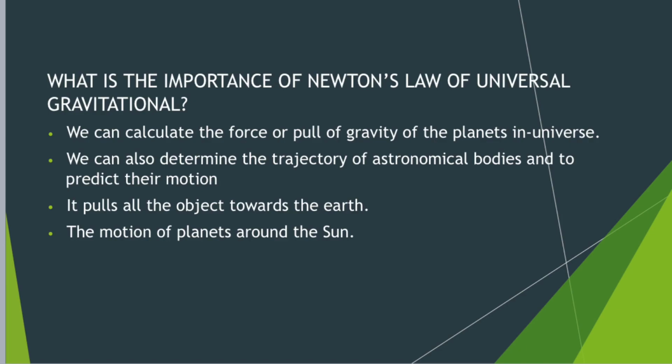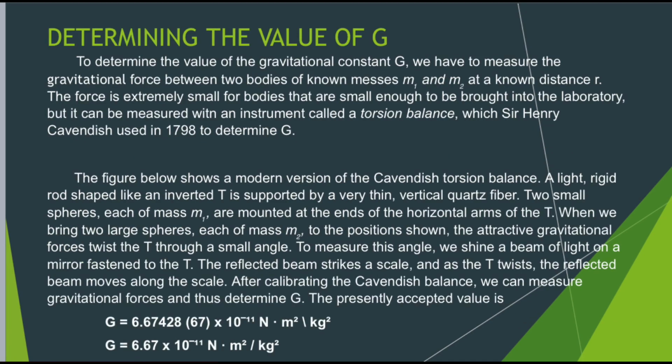What is the importance of Newton's law of universal gravitation? We can calculate the force or pull of gravity of the planets and universe. We can also determine the trajectory of astronomical bodies and predict their motion. It pulls all the objects towards the Earth, and governs the motion of planets around the Sun. Determining the value of G.